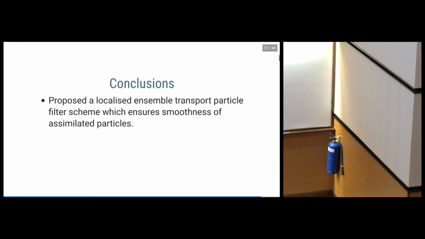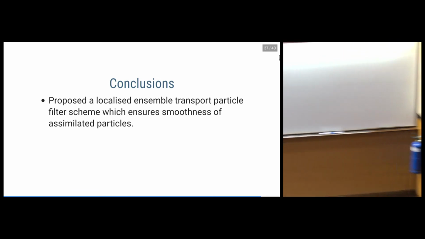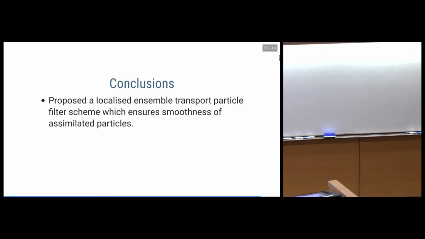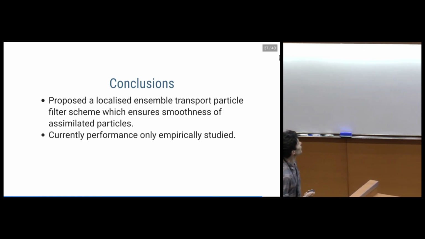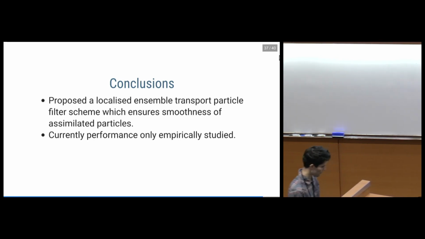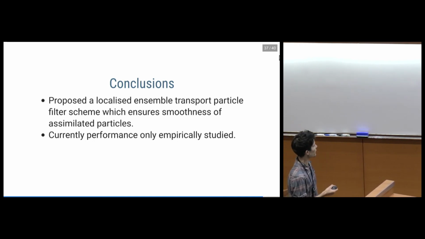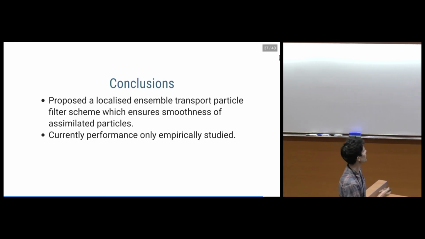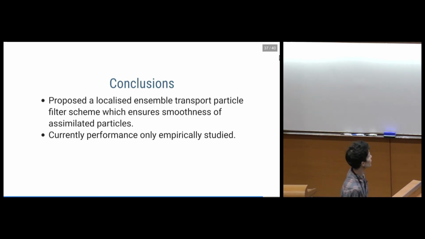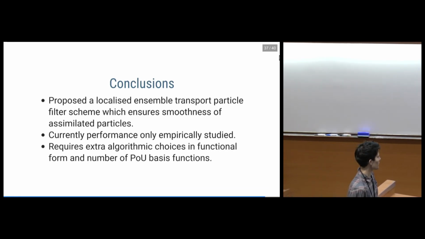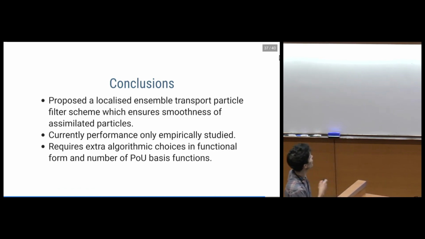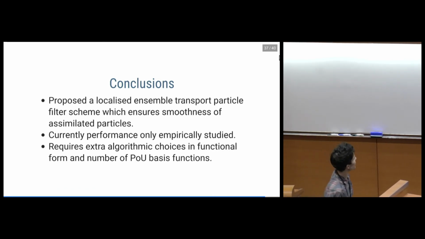So just to conclude, what we've discussed here is a localized ensemble transport particle filtering scheme, which has this key benefit of maintaining spatial smoothness in the computed particles. We've only really looked at this from an empirical standpoint so far, and so we can't really say anything theoretically about whether or not this partition of unity type formulation is a sensible thing to do, and whether or not there are ways to guide the choice of that partition of unity. And I think that's a key issue that would need to be overcome to make this a more generally useful method, just how you would define that basis expansion over your space.